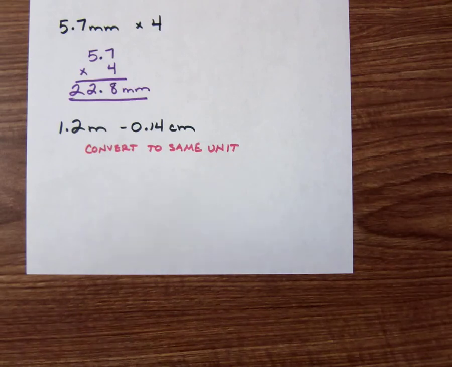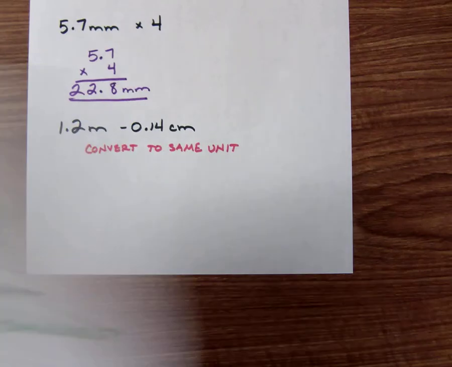So again, I need to convert to the same unit. 1.2 meters could be converted into centimeters, or I could convert the centimeters into meters. Doesn't matter. So what do you want to do? Meters to centimeters. I agree, because converting centimeters into meters is going to give me a tiny, tiny number. So meters to centimeters it is.